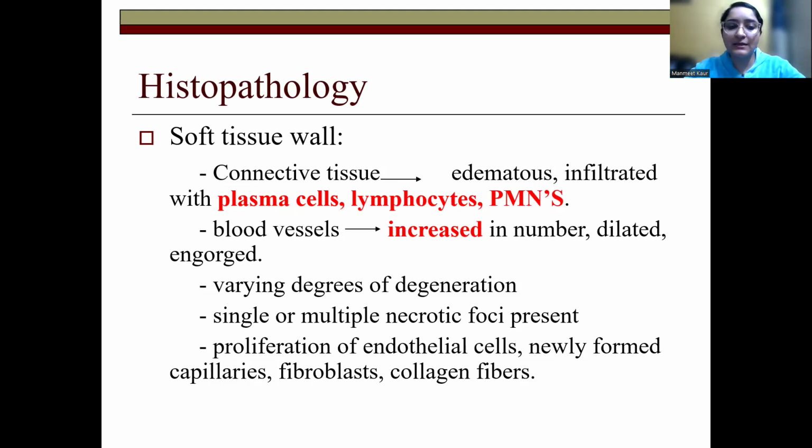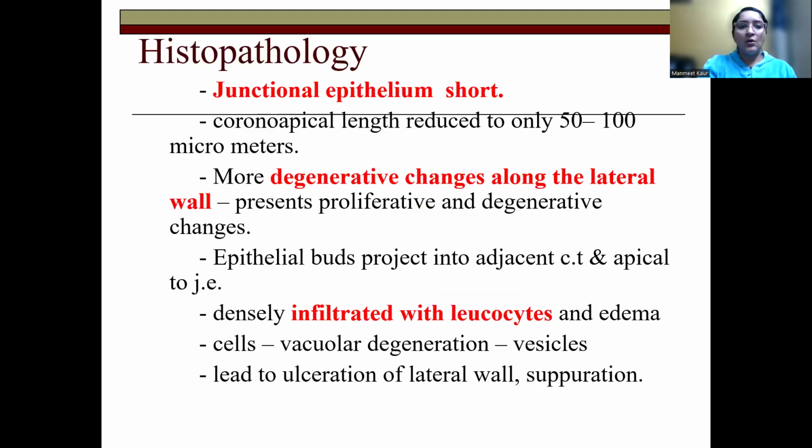Proliferation of endothelial cells, newly formed capillaries, fibroblasts. Everything is happening, and this is the soft tissue wall of the periodontal pocket. Now what happens? The junctional epithelium becomes short. The coronal-apical length is reduced to only 50 to 100 micrometers.